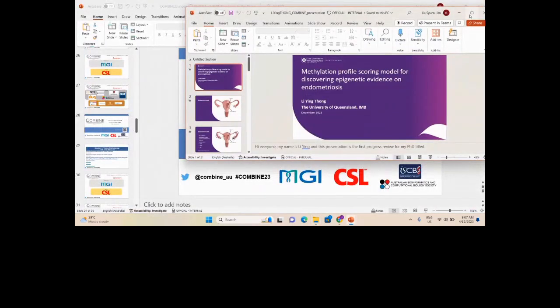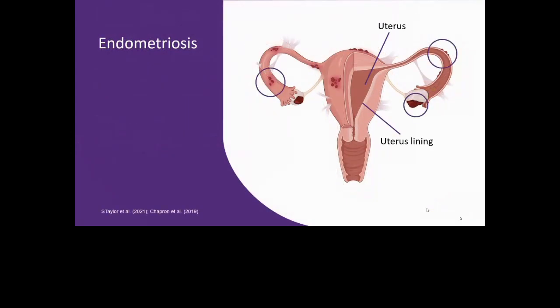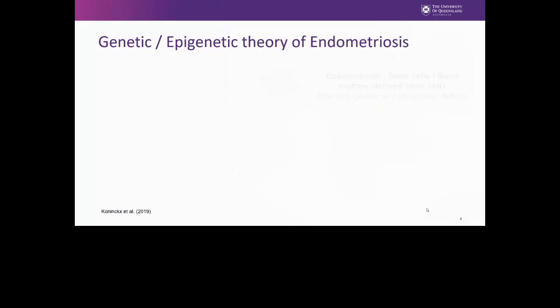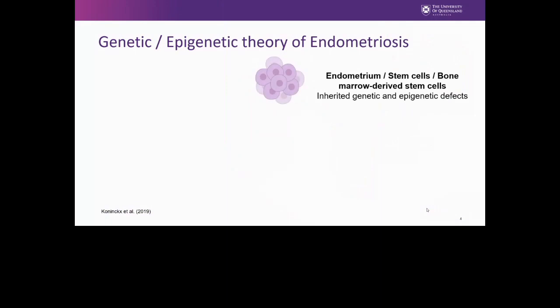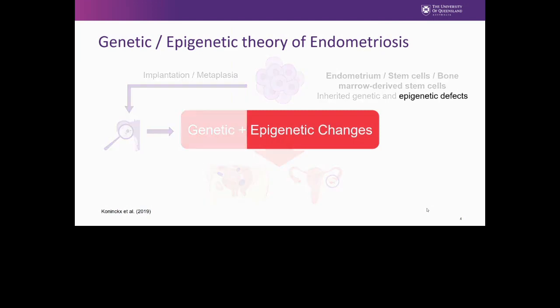Recently, a new theory on the pathogenesis of endometriosis has been proposed, called the genetic epigenetic theory. What this theory says is that endometriosis starts with endometrium cells or the precursor of endometrium cells that have inherited genetic and epigenetic defects. These defects increase the chance for these cells to transform into microscopic lesions. And how endometriosis starts is with the presence of additional genetic or epigenetic changes on these microscopic lesions that transform them into more severe lesions, which eventually leads to endometriosis.